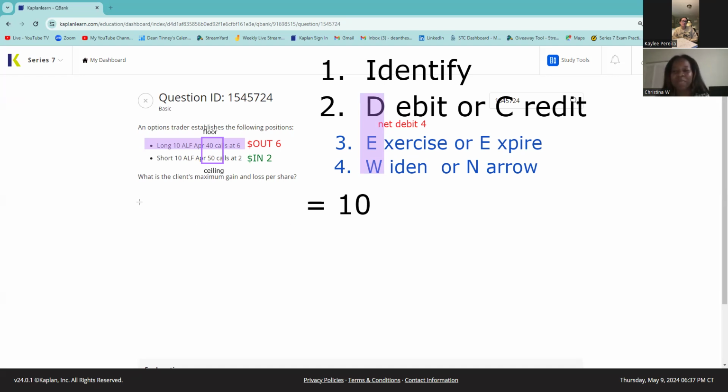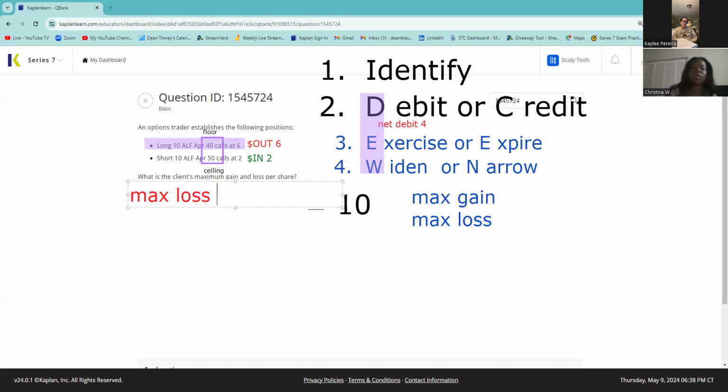We're now at the point where we got to figure out max gain, max loss. So, one of our tricks, 5 and 6, is that all the action takes place between the strikes. And so we know that when we do this max gain, max loss, it's got to add up to 10. And so we can eliminate anything that doesn't add up to 10.